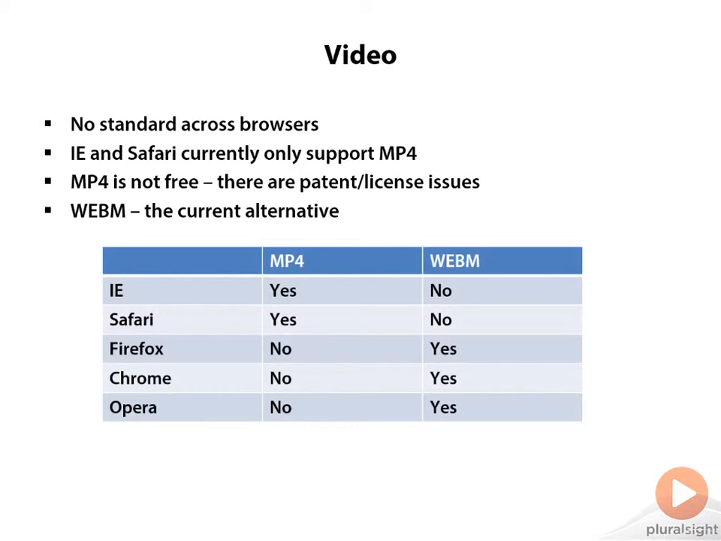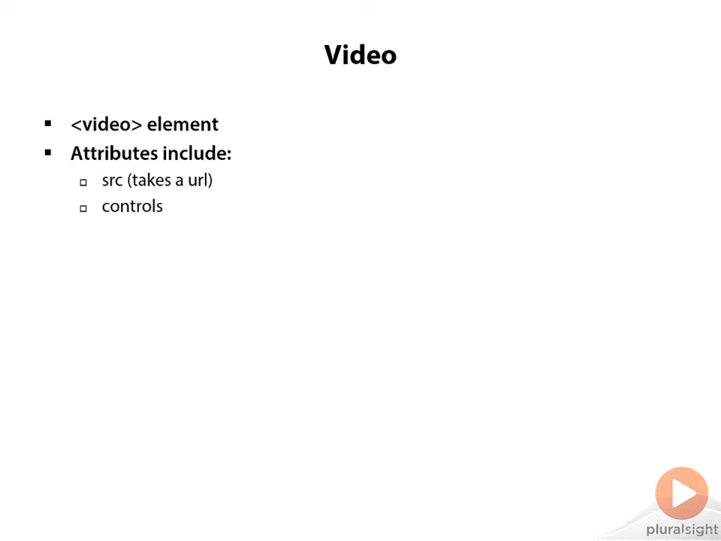As this chart shows, IE and Safari do not support WebM, they support only MP4, where Firefox, Chrome, and Opera are the exact opposite, supporting only WebM. To create video in your HTML5 page, you will use the video element. There are a number of attributes that you might assign to the video element, and these include the source, which takes the URL of the video, controls, which tells HTML5 to display all the standard controls such as pause, fast forward, full screen, etc.